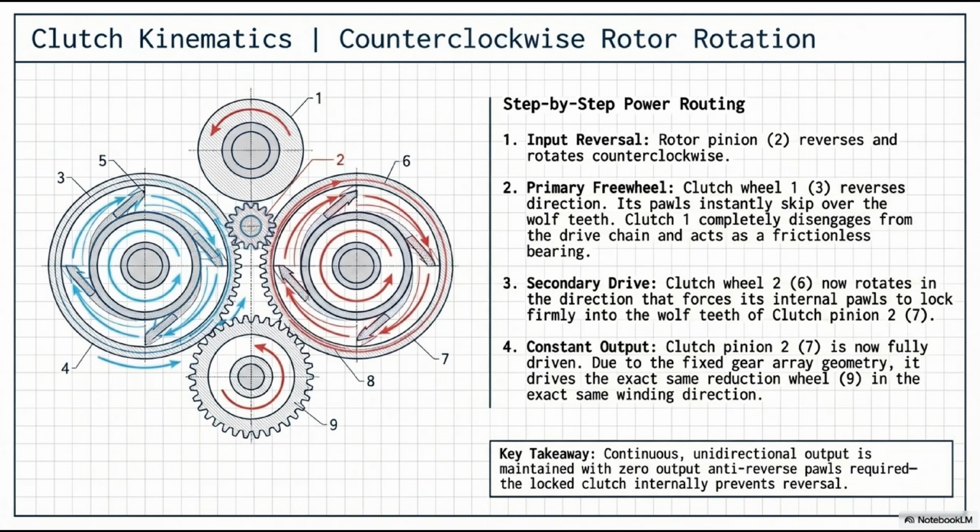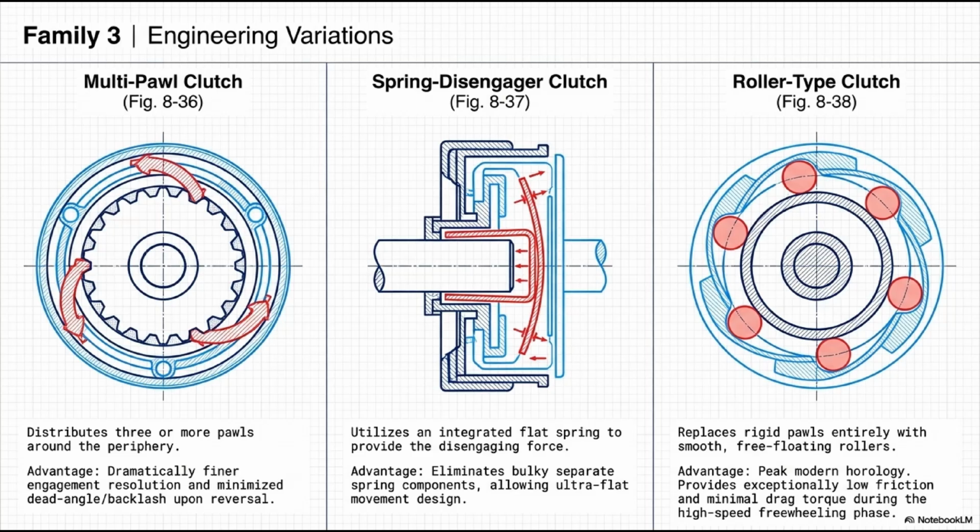The key takeaway is profound: continuous, smooth, unidirectional output is maintained at all times. Notice that there are zero output anti-reverse pawls clicking against the reduction wheel. The locked clutches internally prevent any reversal of the gear train. It is perfectly silent and perfectly efficient. Because the clutch wheel system is the modern standard, engineers have relentlessly optimized its internal architecture. Let's examine 3 engineering variations of Family 3.